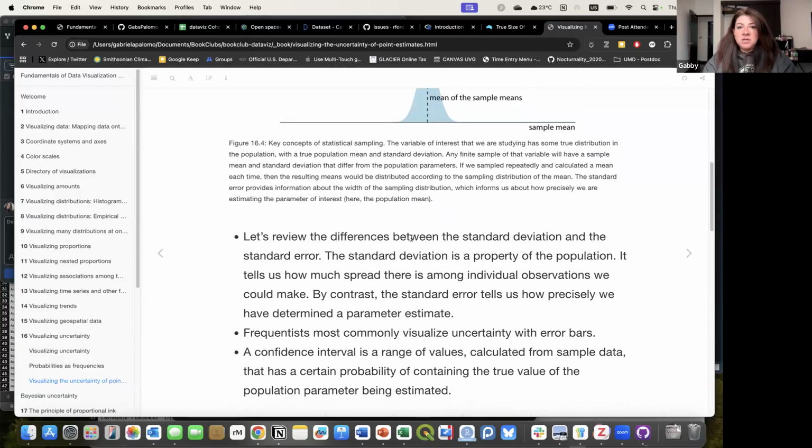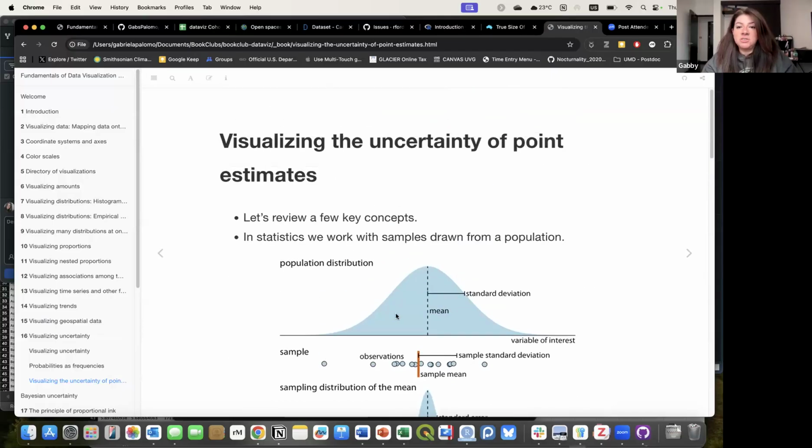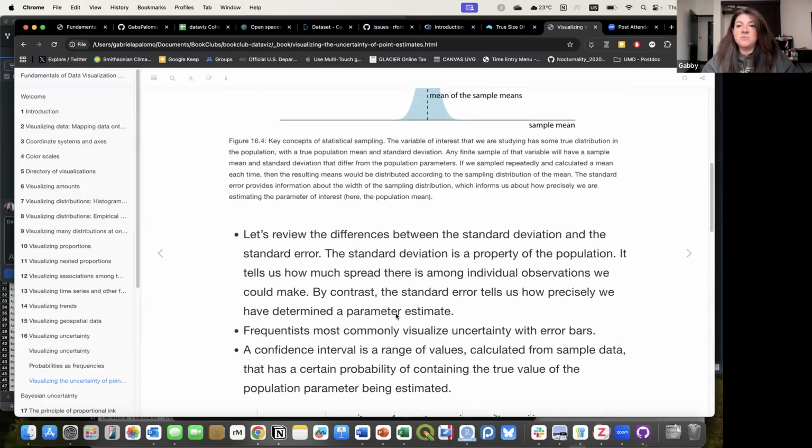So the standard deviation and the standard error are completely different things, and it's very common for people to confuse these two terms. When I talk about the standard deviation, that's going to be a property of the population. So that's going to be associated with my population distribution, which is a measure of uncertainty of that population. It's going to tell us how much spread there is among individual observations that we could make. And by contrast, the standard error is going to tell us how precisely we have determined a parameter estimate.